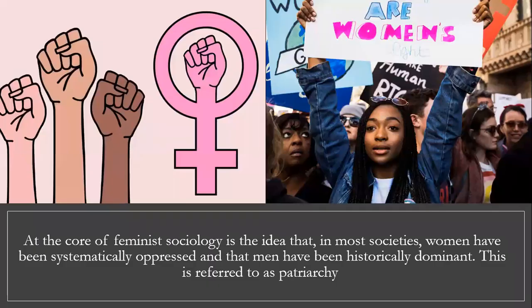At the core of the feminist theory, sociologically, is the idea that in most societies, women have been systematically oppressed and men have been historically dominant. This is referred to as patriarchy.